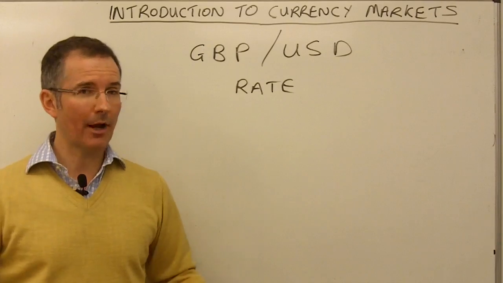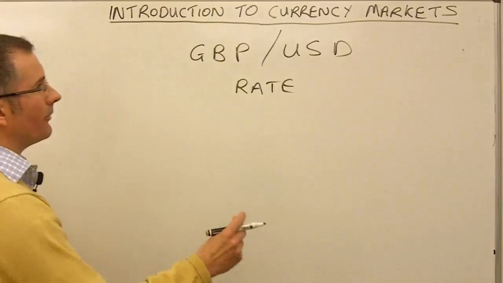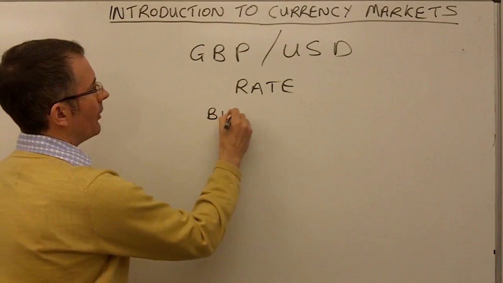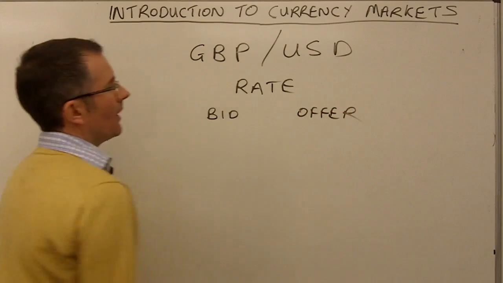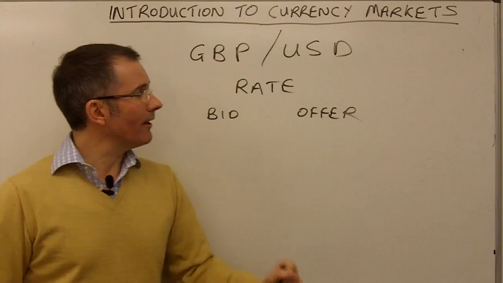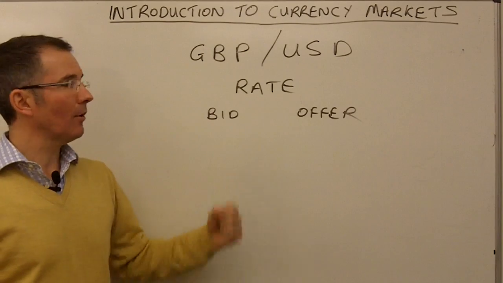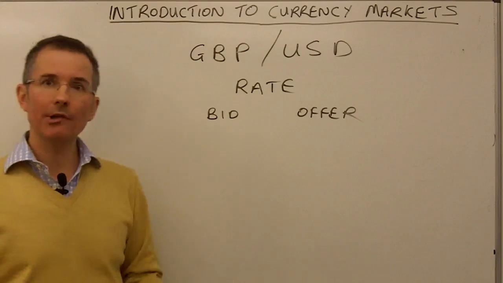Currency markets, not surprisingly, use the same principle across the board. So when you're buying and selling currencies, be aware that the rate will be split into two. There'll be a bid rate and there'll be an offer rate. So what this comes down to is you need to think, am I trying to basically buy the currency in question or sell it? Or am I betting on sterling appreciating or depreciating?